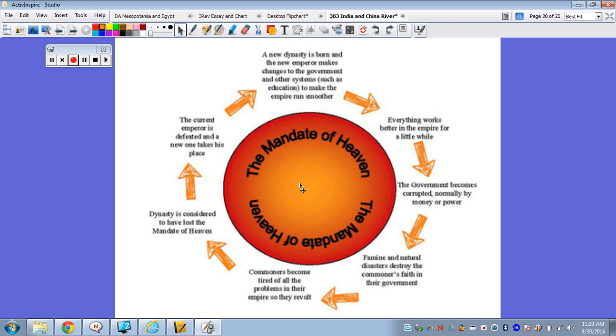So that's India, China, and Phoenicia. Those are the key points you need to know. There you go.